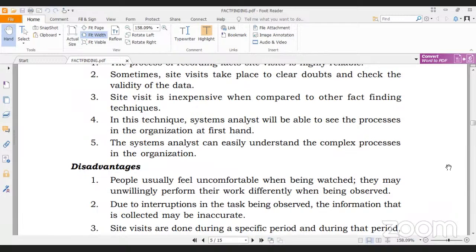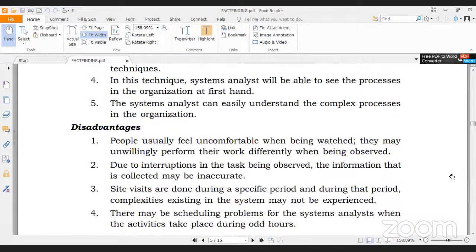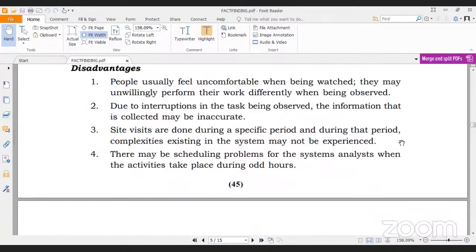Because if somebody is watching you, then you will not get a free hand to do your work. So that is the second point: due to interruption in the tasks being observed, the information that is collected may be inaccurate. And the site visit is done in a specific period of time, not throughout 24/7 for 1 year or 2 or 3 years. It will be done for a short span, 1 day, 2 days, 3 days, 1 week maximum. So in that period, maybe the system is performing something which it is actually not performing on other days. That could also be the situation. So it also has this disadvantage.